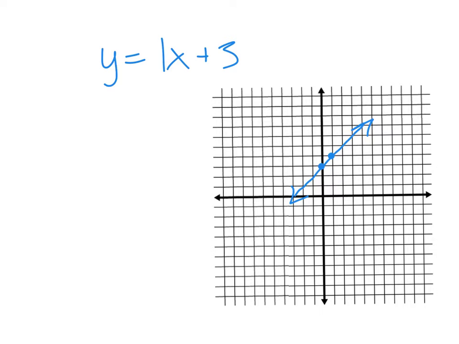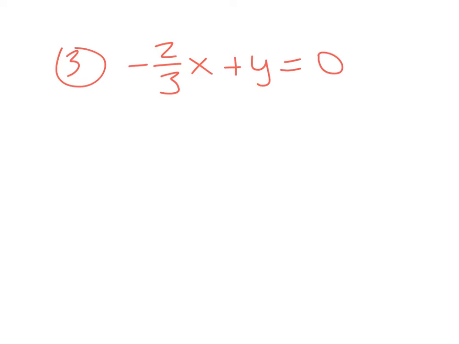Graphed. All right, that was number 2. Any questions? All right, let's do number 3. I have -2/3 x plus y equals 0. All right, what form is this?